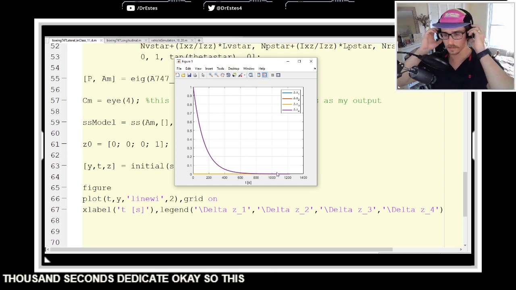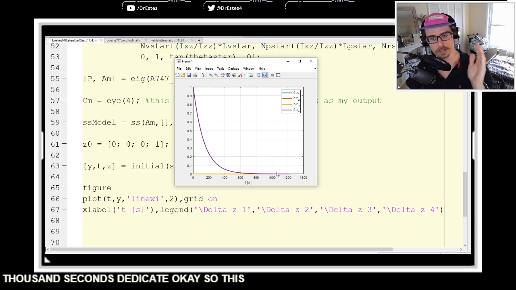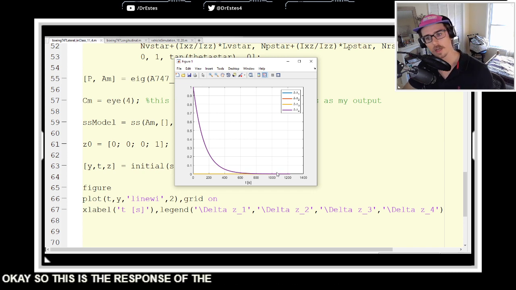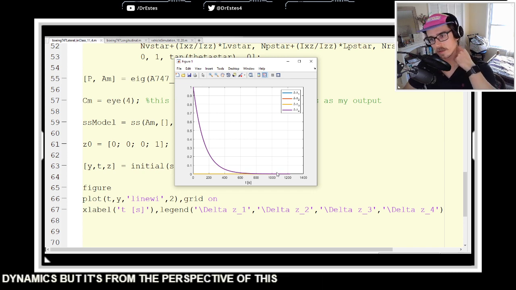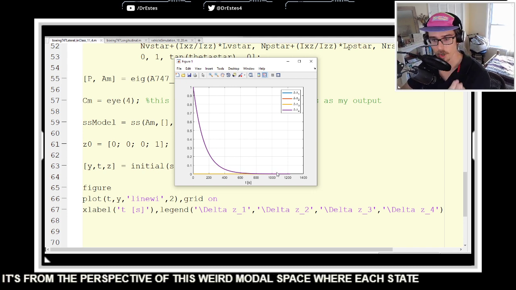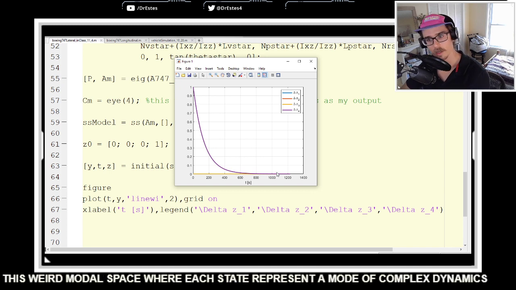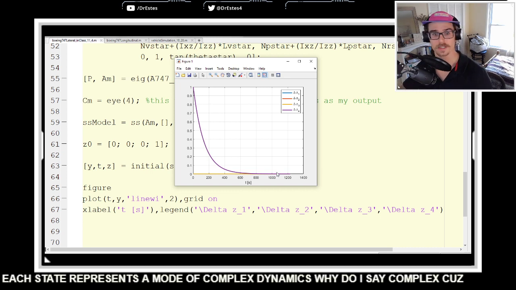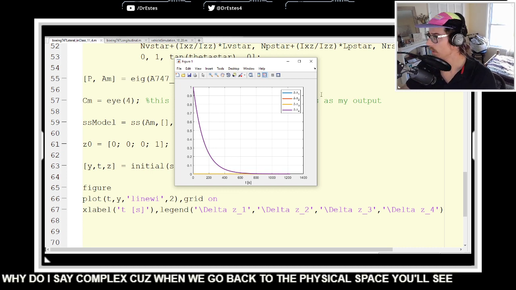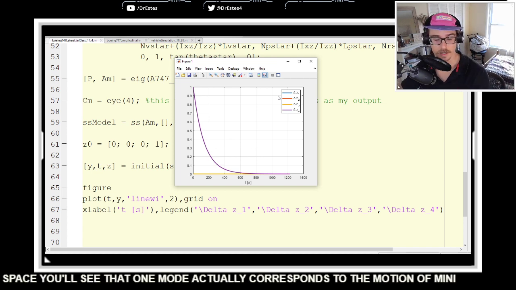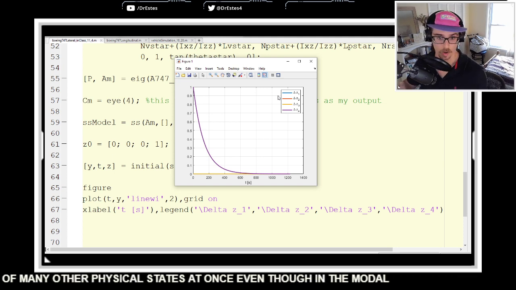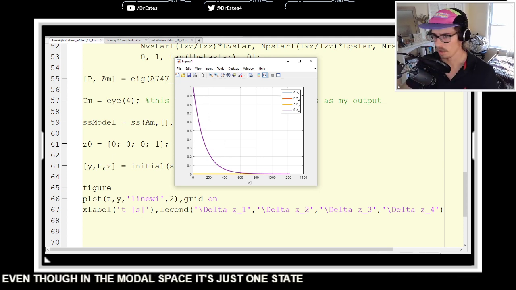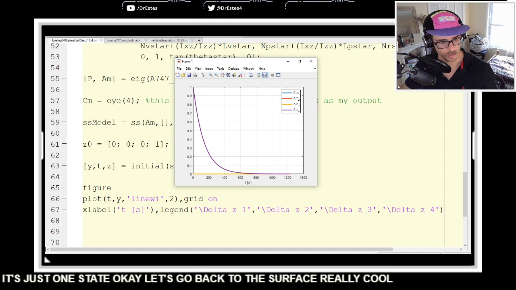Okay, so this is the response of the lateral dynamics, but it's from the perspective of this weird modal space where each state represents a mode of complex dynamics. Why do I say complex? Because when we go back to the physical space, you'll see that one mode actually corresponds to the motion of many other physical states at once, even though in the modal space, it's just one state. Okay, let's go back to the surface really quick here.